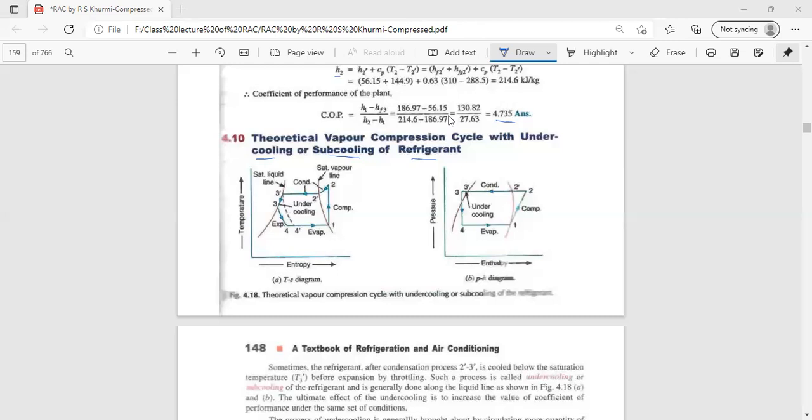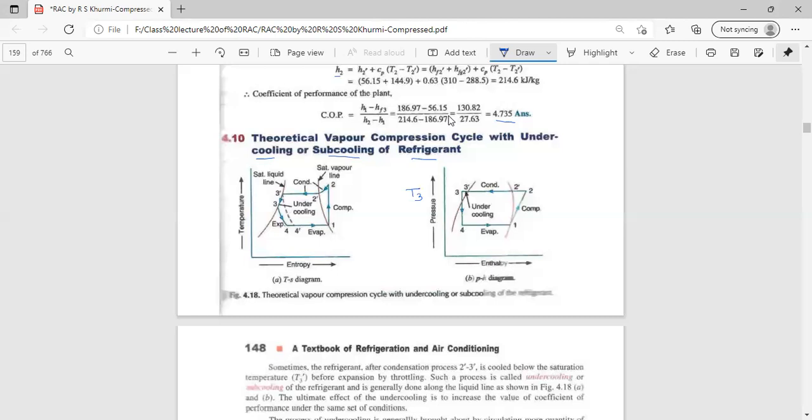From 2 dash to 3, it is releasing heat and converting vapor refrigerant to liquid state, and this conversion of vapor to liquid is finished not at 3 dash but at 3, where it is cooled below the saturation temperature T3 itself. Here, the temperature at point 3 dash and 2 dash is the saturation temperature T3, which is where the fluid is totally saturated at this temperature.